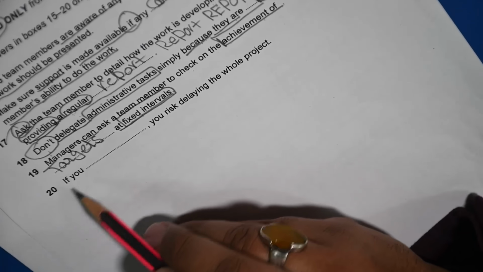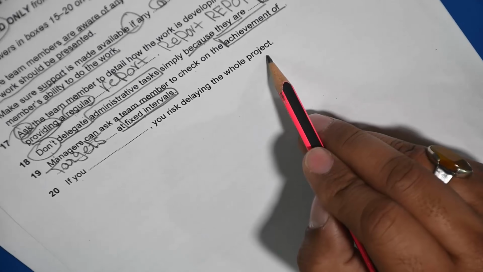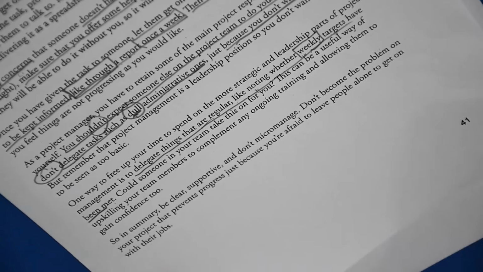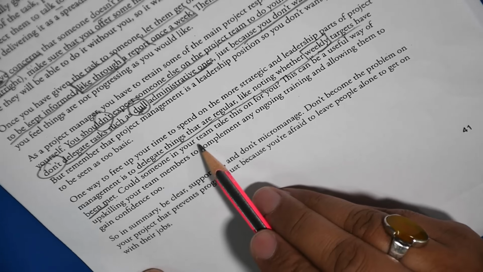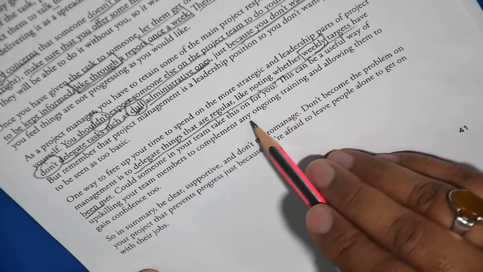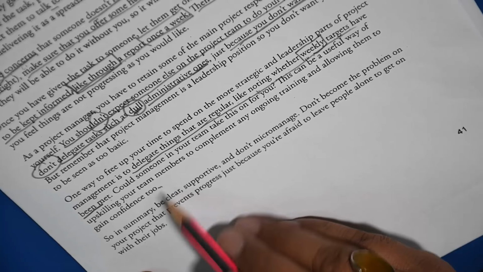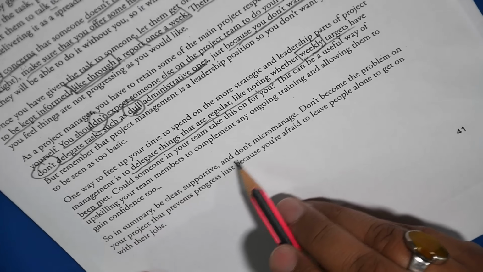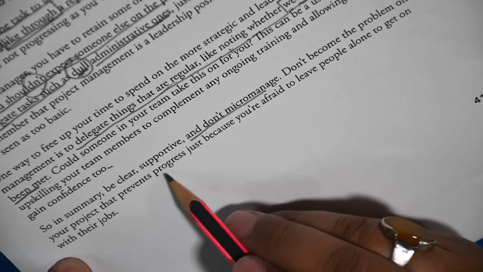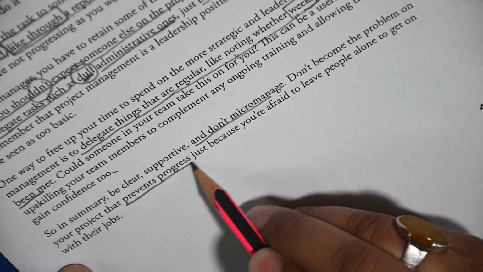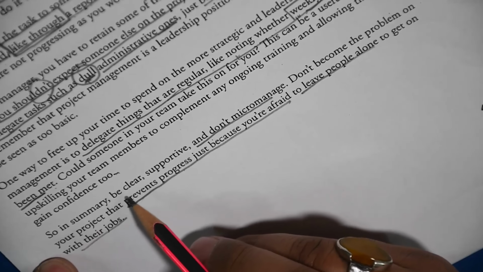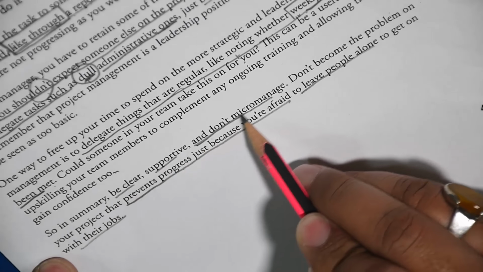So far so good. Now, if you dash, you risk delaying the whole project. There is something you do, you risk delaying the whole project. So let's see, what is it? If you dash, could someone in your team take this on? And this can be a useful way of upskilling a team member, ongoing training, and allowing them to gain confidence too. So in summary, be clear, supportive, and don't micromanage. Don't become the problem on your project that prevents progress just because you are afraid to leave people alone to get on their jobs.